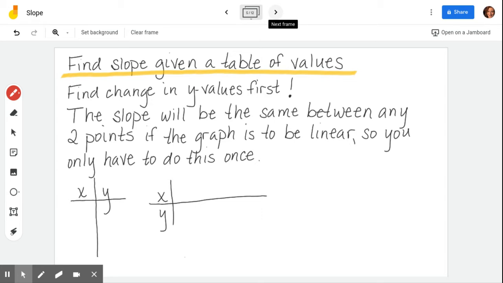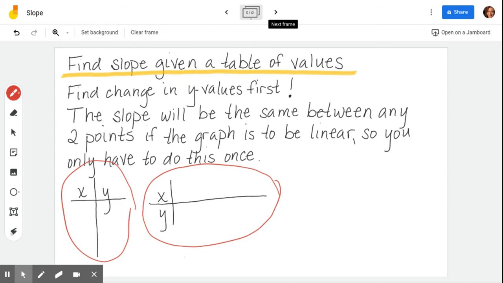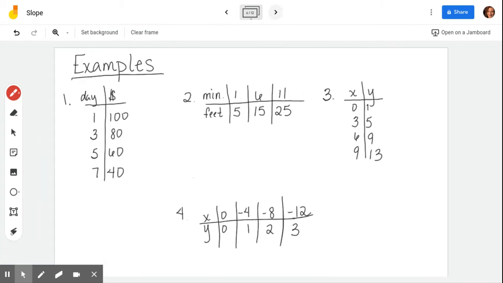I just wanted to show you, if your table is set up vertically like this, X is on the left, Y is on the right. If your table is set up side to side, X is on top, Y is on bottom. So it's going to feel like you're doing them upside down on that one. Okay, let's do some examples for those.